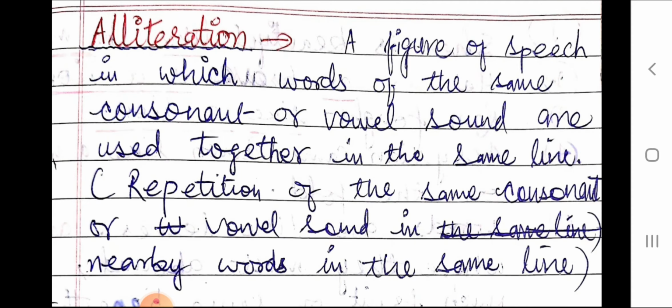Now, let's take up the figures of speech. First of all, we are going to take up alliteration. Alliteration, dear students, in Hindi is called anupras alankar. Alliteration means a figure of speech in which words of the same consonant or vowel sound are used together in the same line. Or in simple terms, we can say repetition of the same consonant or vowel sound in nearby words in the same line.